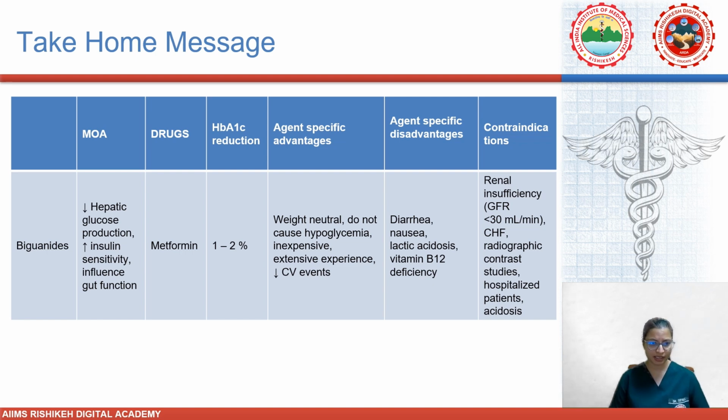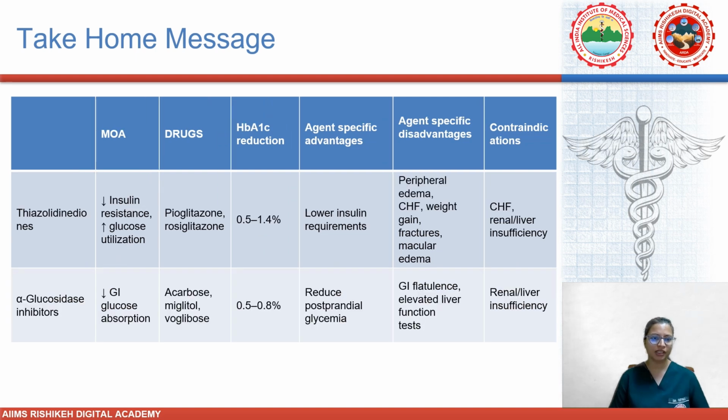It reduces HbA1c by 1 to 2%. It is weight neutral, does not cause hypoglycemia, is inexpensive, and decreases cardiovascular events. The main disadvantages of metformin include diarrhea, nausea, lactic acidosis and B12 deficiency. And the contraindications, as we have already discussed, are renal insufficiency, especially in patients with GFR less than 30 ml per minute, patients with congestive heart failure, patients who have received radio contrast studies, hospitalized patients, and patients who already have acidosis.